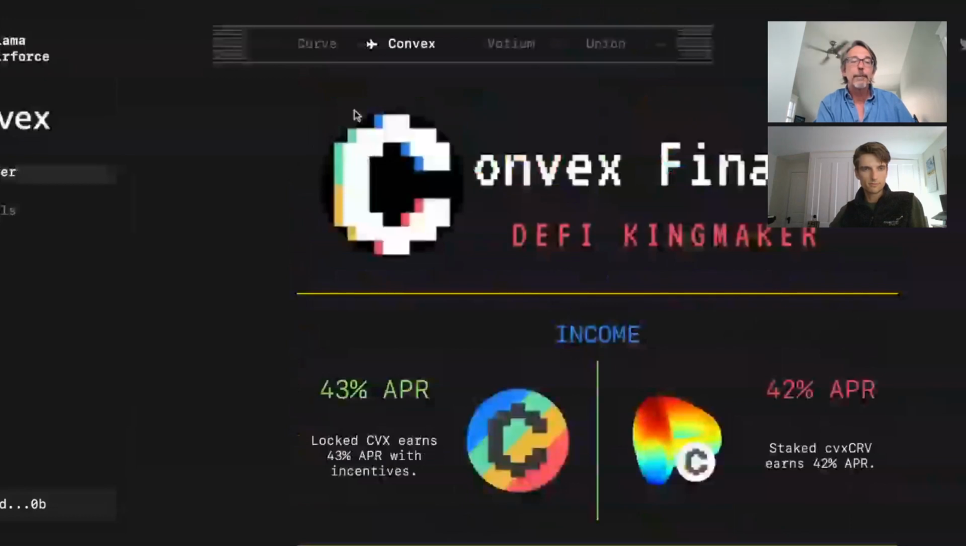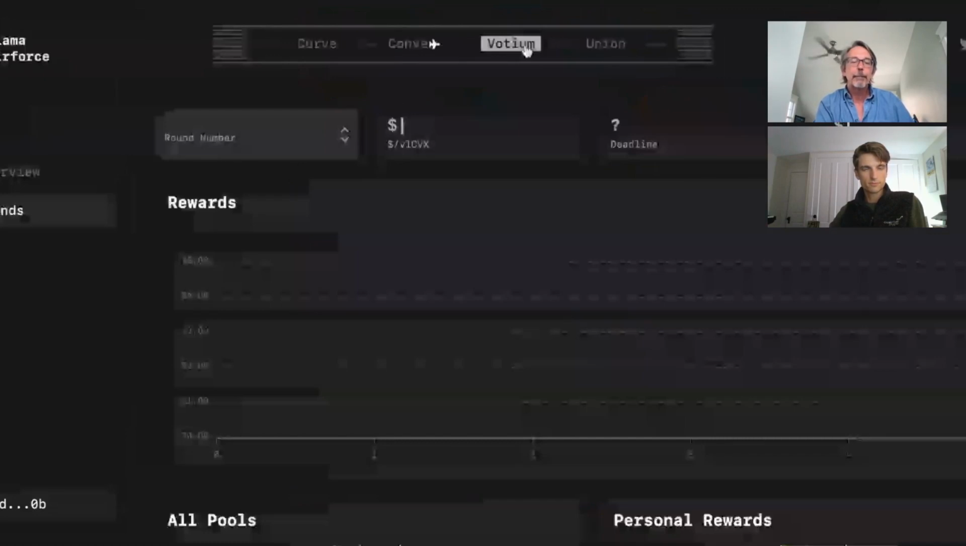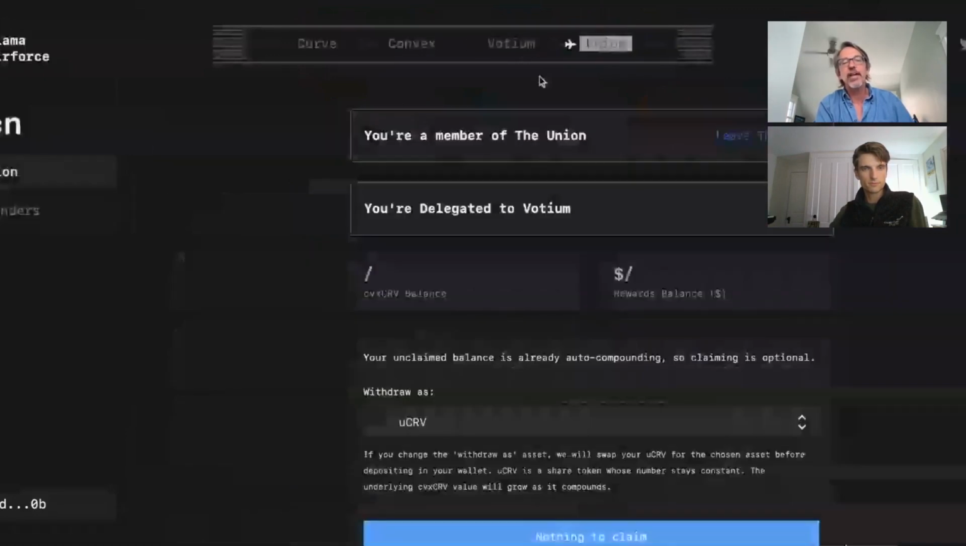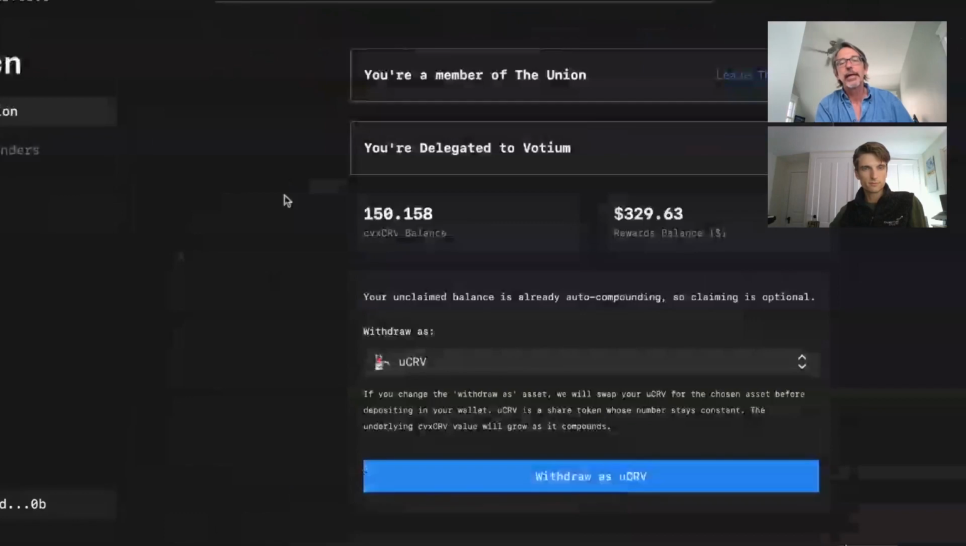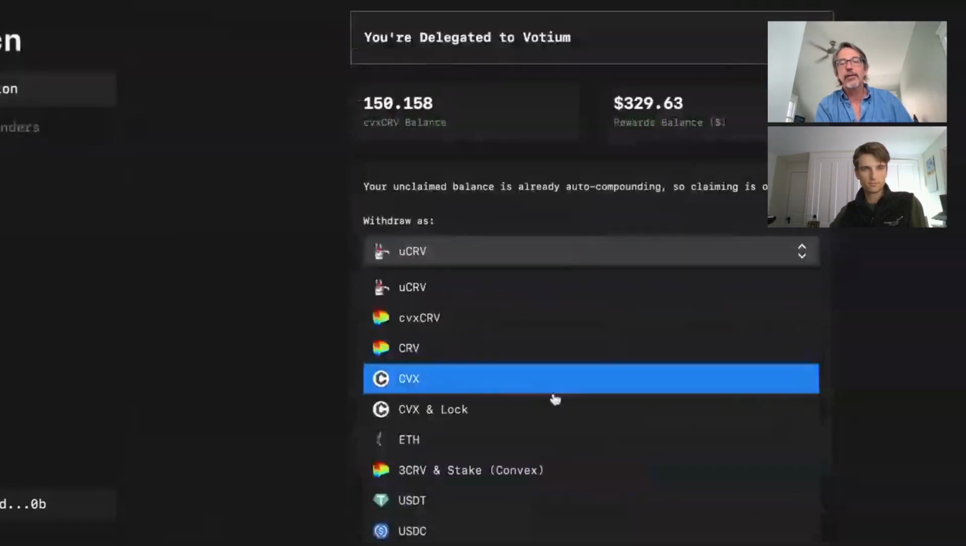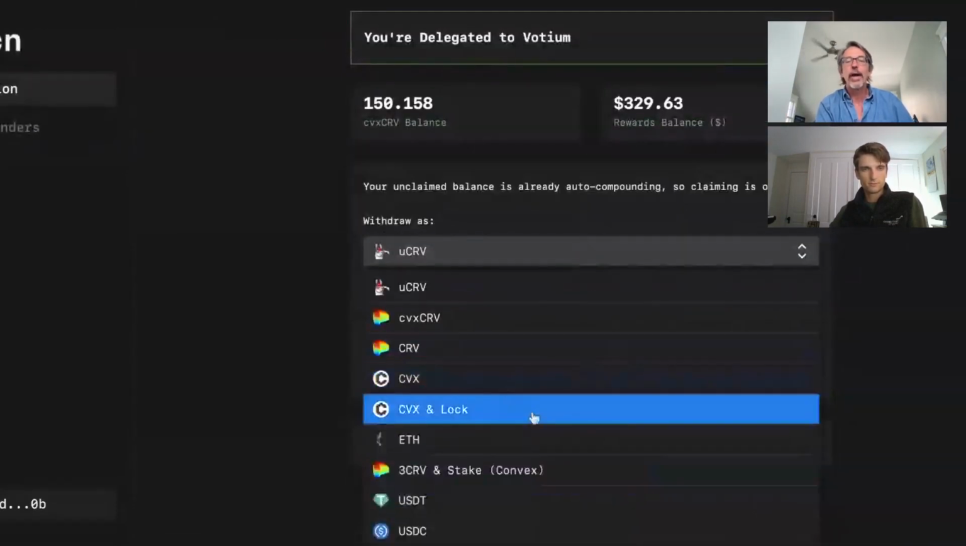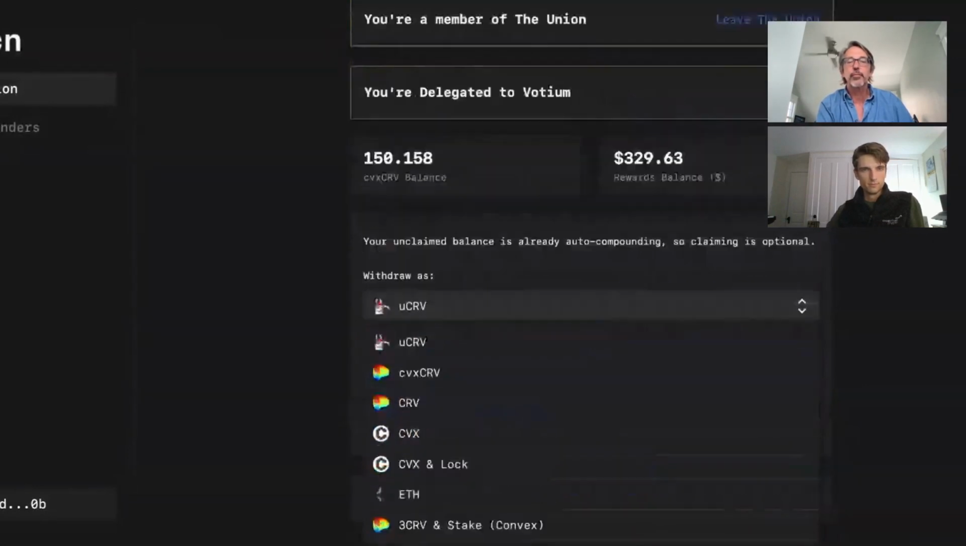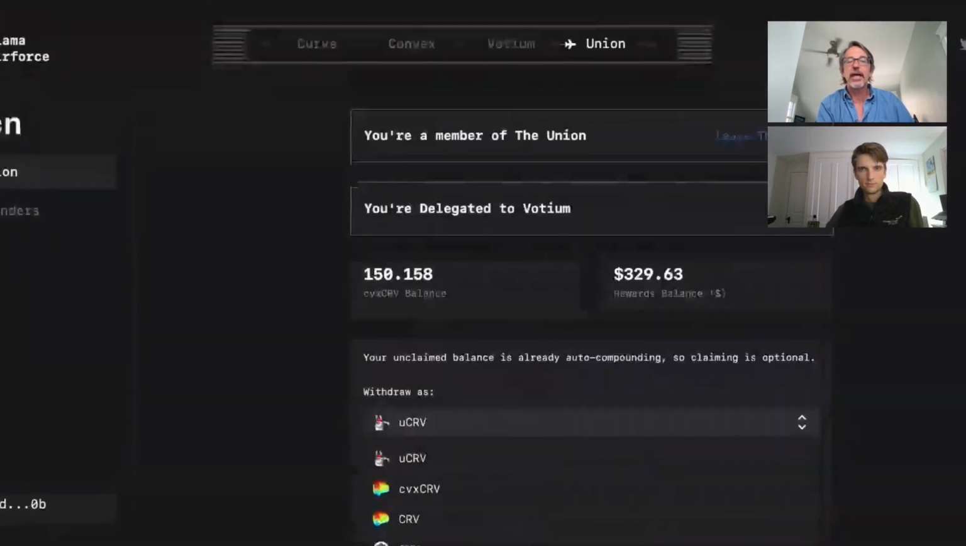Let's see. Here's Votium. Here's the Union, which is where they consolidate all of your tokens, and then you can withdraw it however you want. You can take CVX, CRV, or you can go ahead and relock your CVX. So when you claim your tokens from this protocol, that's why they call it the flywheel. Then you just start all the way over at the beginning of the flywheel and dump it back in, and it just continues to produce.